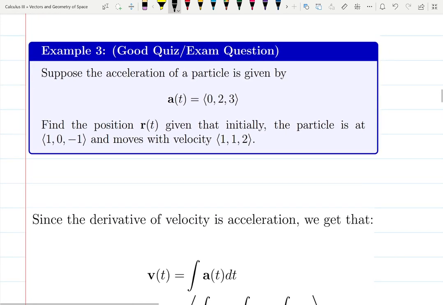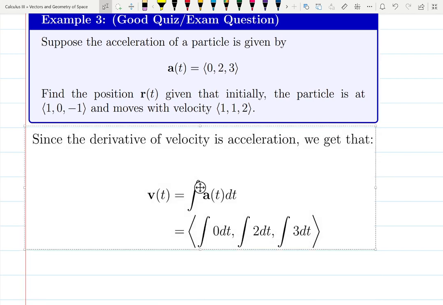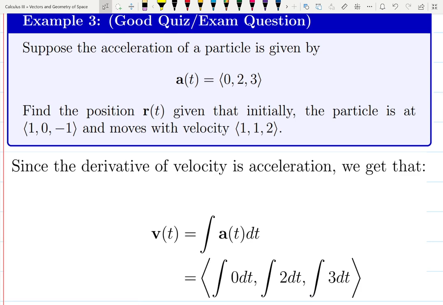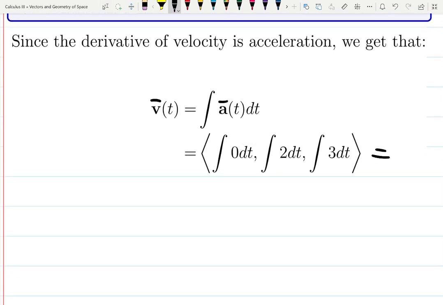So we need to integrate A first to find V. A is 0, 2, and 3, and they do not even give you any variables there, just numbers. So let's integrate A. Also, remember, those are all vectors. People don't usually write the second line, but I wanted you to know that this is how you do it.